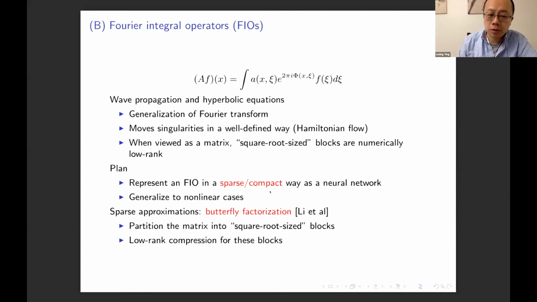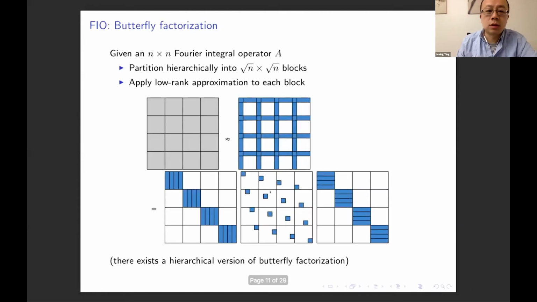Based on this property, we can decompose the Fourier integral operator and represent it in a very sparse way as a neural network, as you will see. The specific tool that we use is called the butterfly factorization, which was developed by my students and me several years ago. Let me just show you what the butterfly factorization is. If you give me an n by n Fourier integral operator A, as I said, I'm going to partition it, sorry, it's just one scale, into square root of n by square root of n blocks.